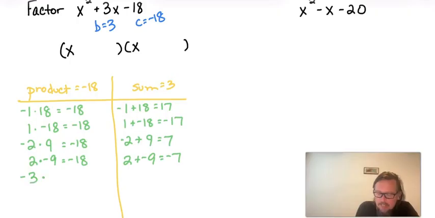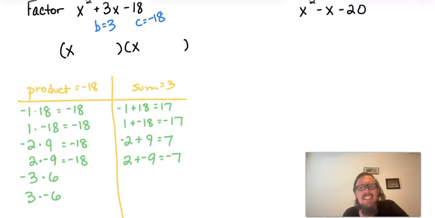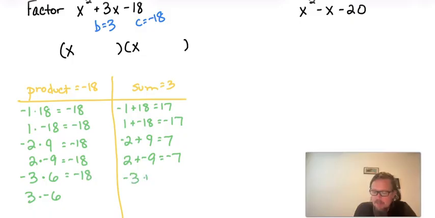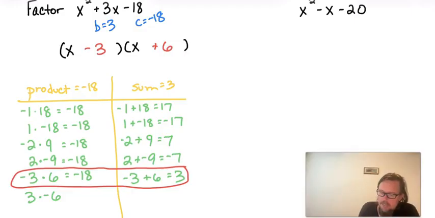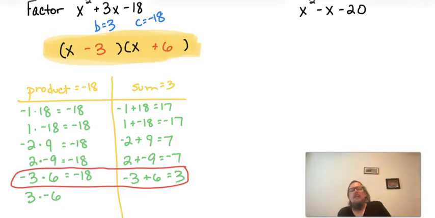So I could do negative 3 times 6, and I could do 3 times negative 6, but doing 3 times negative 6, I know it's not going to be that because the bigger number has to be the positive one in order for me to get a positive number when I add them. And hey, look, there it is. There's our pair. It's negative 3 and positive 6. So when I put the numbers in, it's minus 3 plus 6, like so. x minus 3, x plus 6.